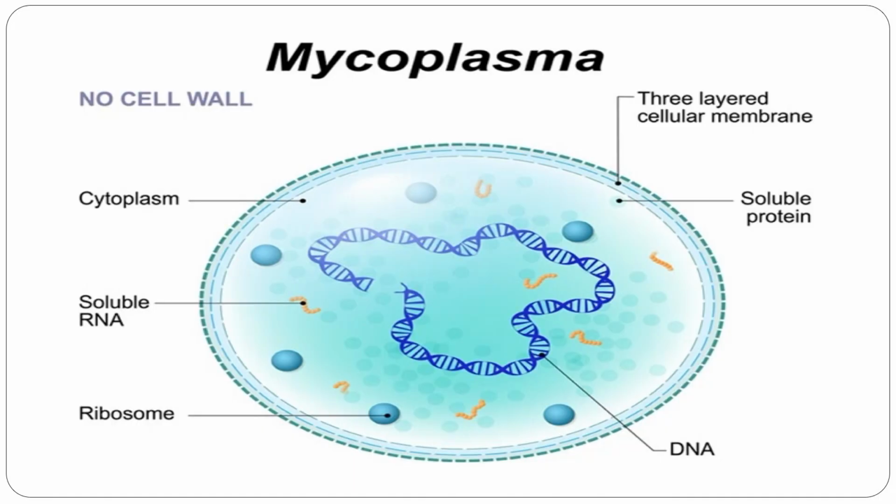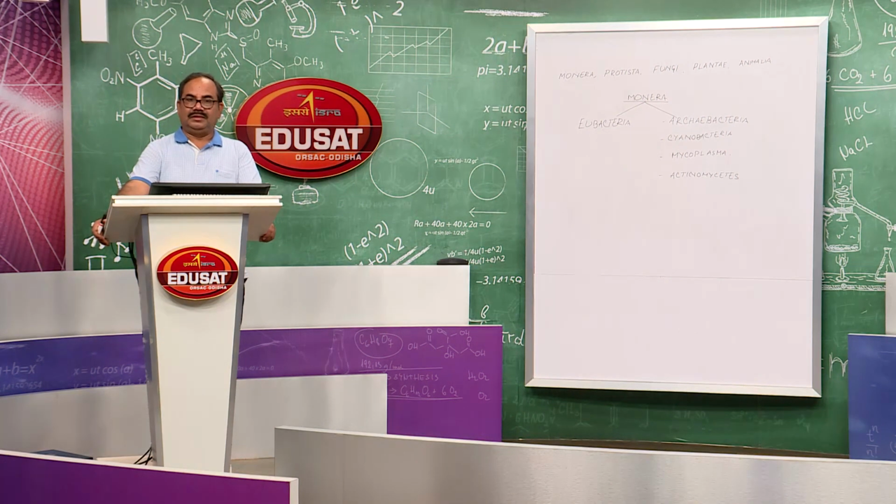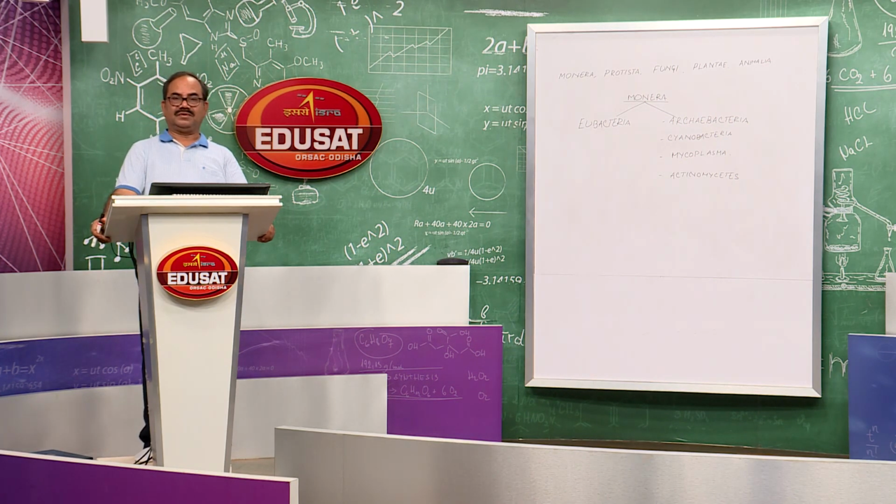fermentans. We can see here the mycoplasma has no cell wall, and there is soluble RNA, ribosomes of prokaryotic type, and the DNA is a double helical structure, but not circular. Then we shall come to the next group, actinomycetes.